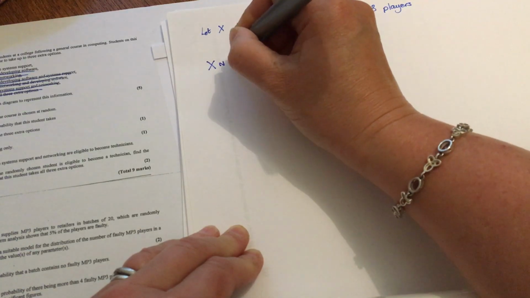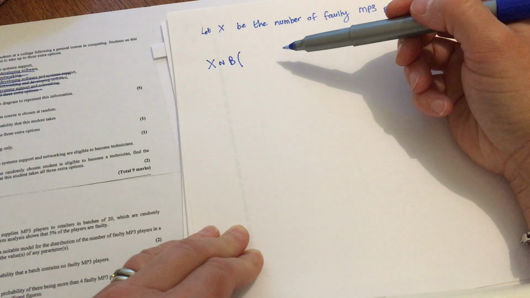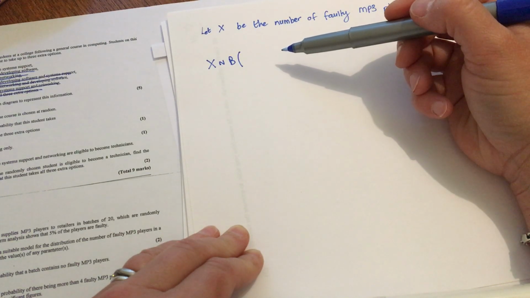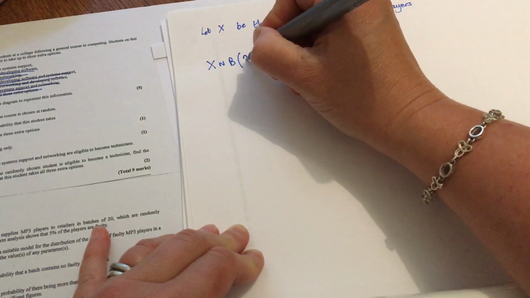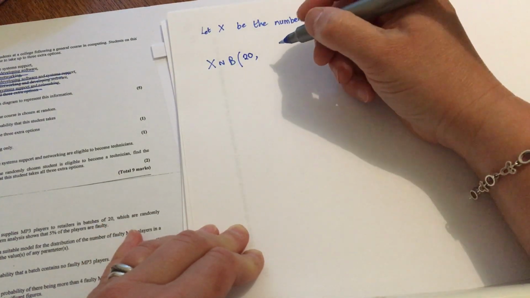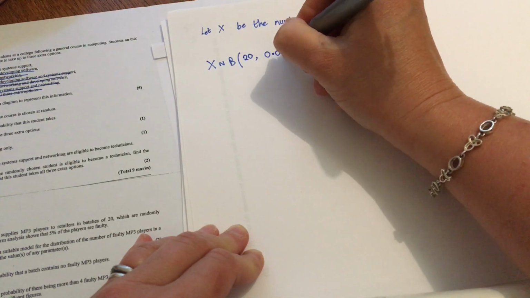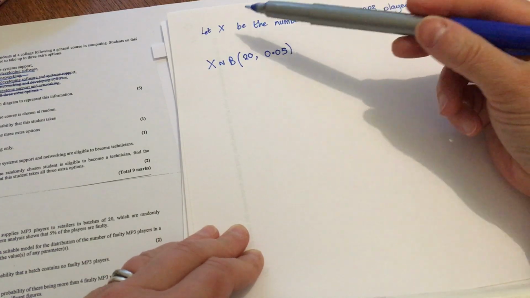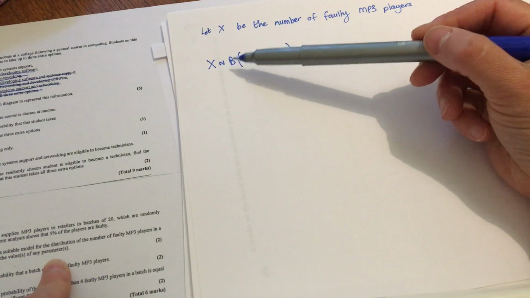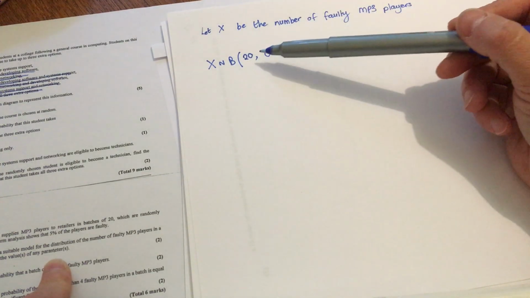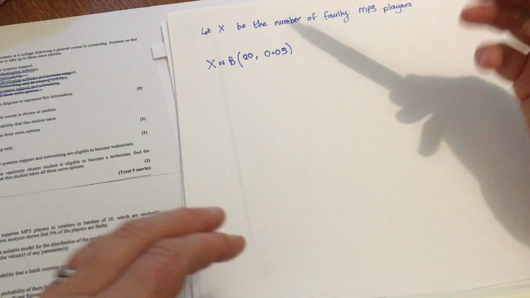X is distributed binomially, and then remember we've got n, p, where n is the number of trials and p is the probability. So we've got 20 in our batch. The probability that it's faulty is 5%, so 0.05. So what I've done there is I've defined X, I've stated a suitable model because I've said it's binomial, and I've given the values of any parameters, which are 20 and 0.05, which gets you the 2 marks.